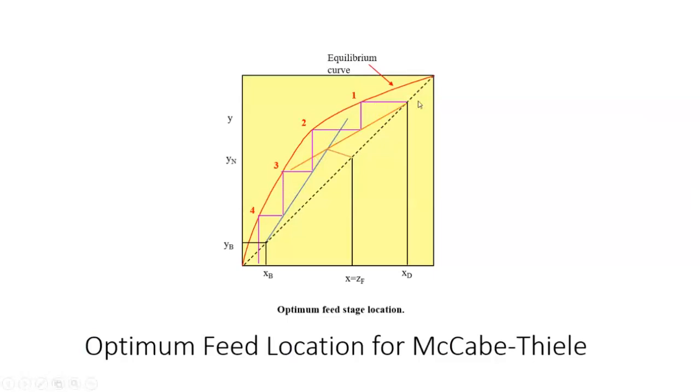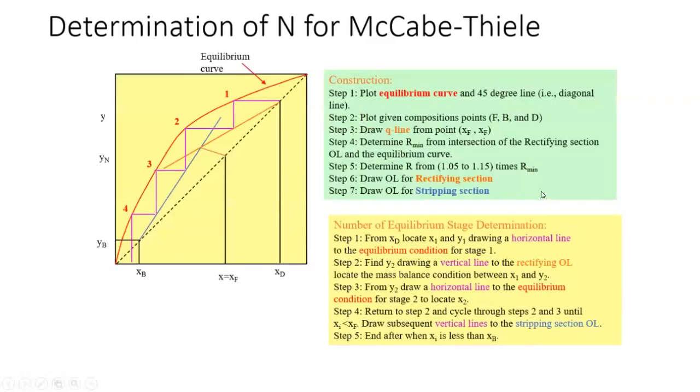Now, why we are doing this, that means drawing a horizontal line up to the equilibrium curve and then a vertical line up to the operating line, I will be discussing later on. So for the time being, this is the process to determine the number of equilibrium stages in the distillation column. So let us discuss how we will be constructing this.